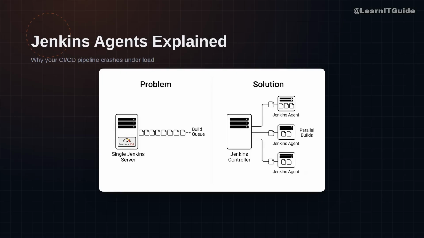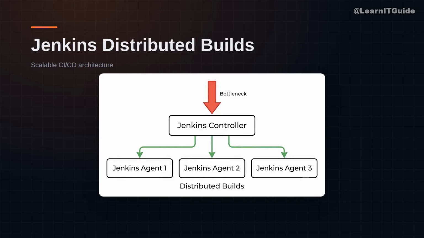Hey everyone, welcome back. In this video, I am going to walk you through how Jenkins agents actually work. Most teams rely on a single Jenkins server for everything, and then they wonder why their builds queue for hours or why their main server runs out of memory during a heavy deployment. Getting this architecture right is the difference between a productive team and one that spends all day waiting for the build server to recover. Let us take a look at how you can move beyond a single server and build a truly scalable CI or CD engine.